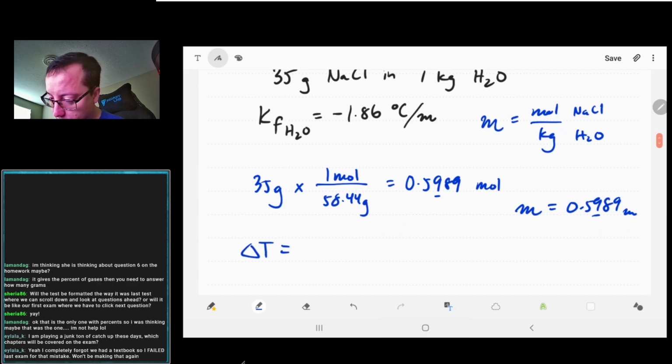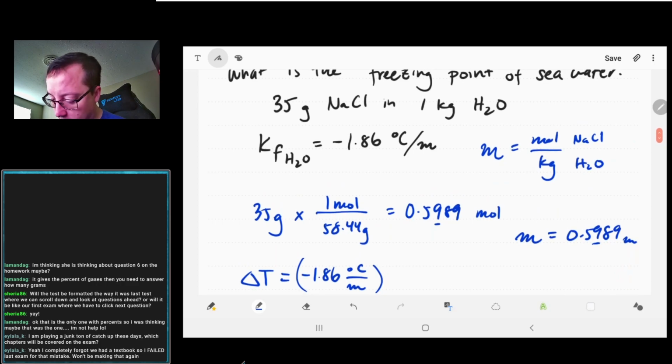So change in temperature is going to be our constant here. Oh, we didn't calculate i yet. What's i going to be for sodium chloride?